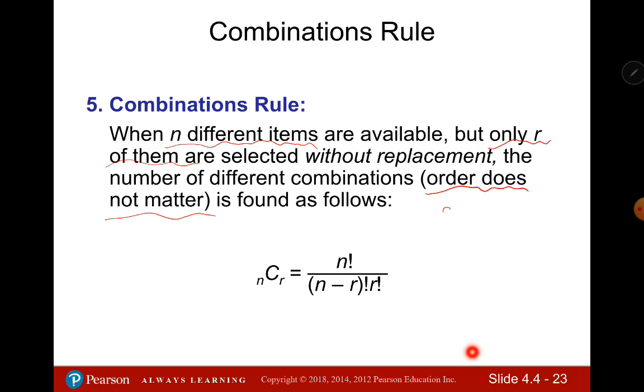So ABC will be just equal to ACB. They are just the same thing, so we cannot count them twice. All of the ABC, ACB, BCA, BAC, CBA, CAB can be counted just one time as the same thing. So this is our formula. Here, C stands for the combination. N means in total different items. R means we only pick R of them.